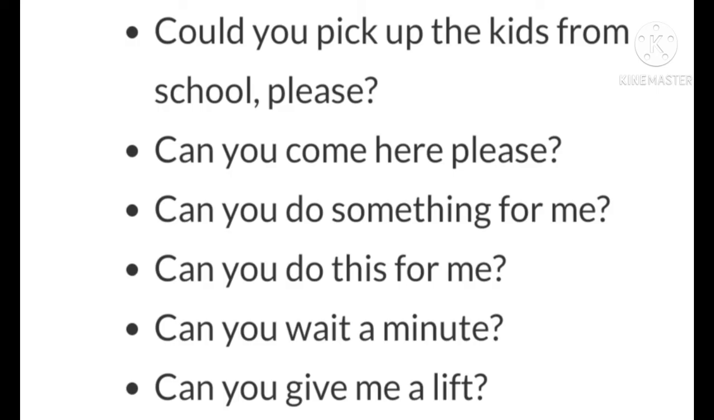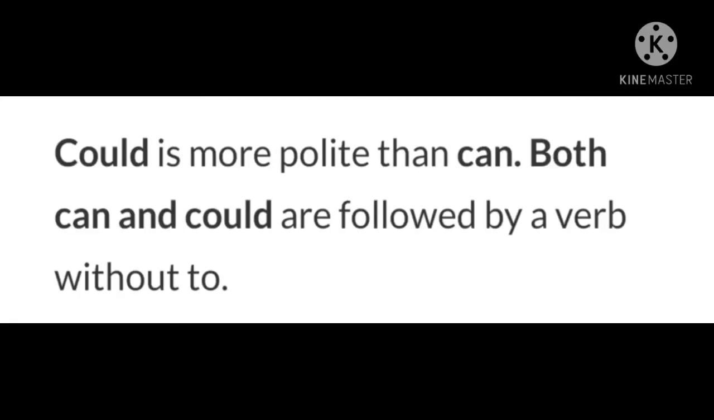So these are the examples for the modal auxiliaries. Of the two auxiliaries, could is more polite than can. Both can and could are followed by a verb without to.